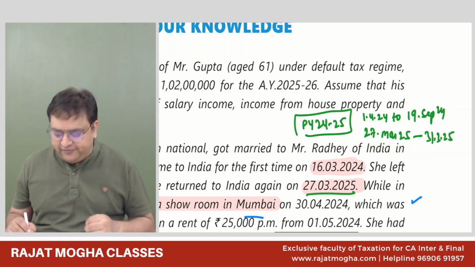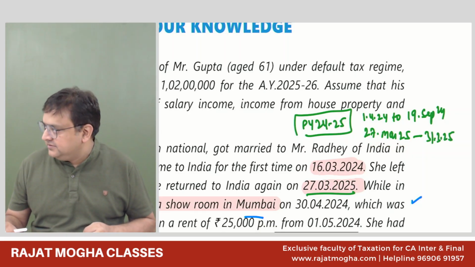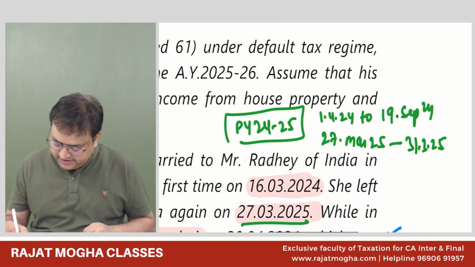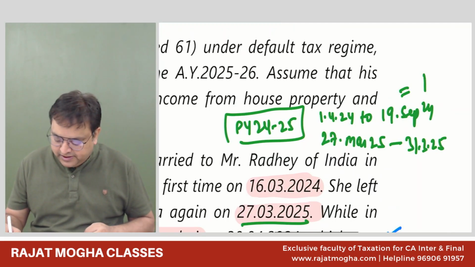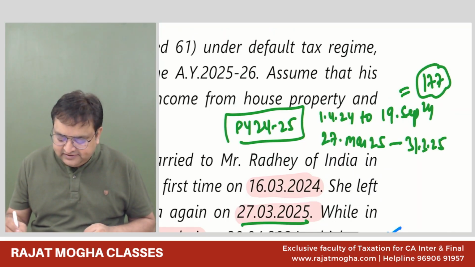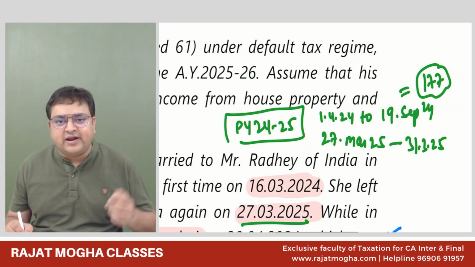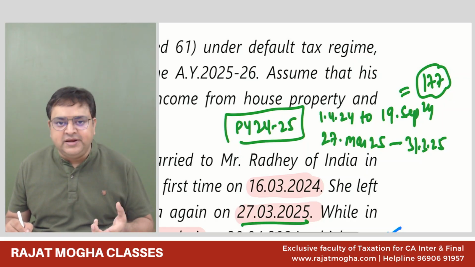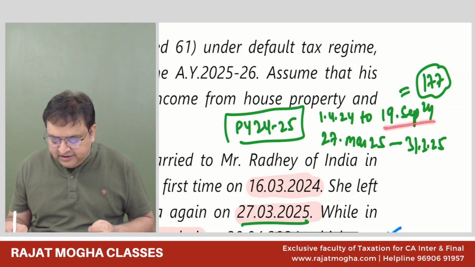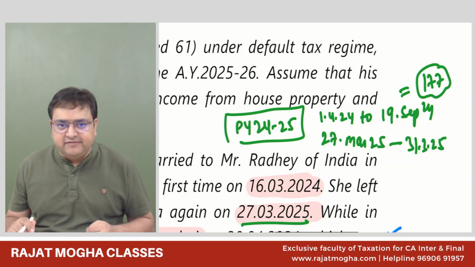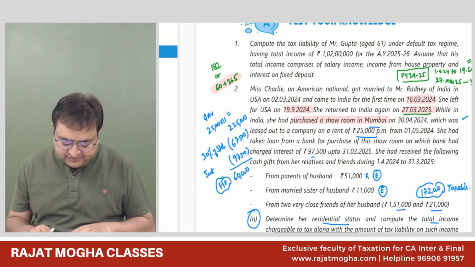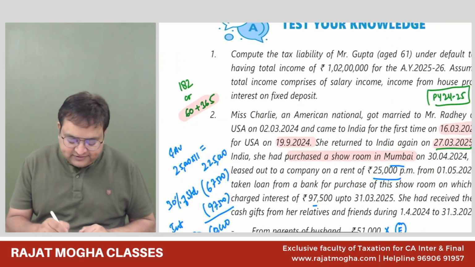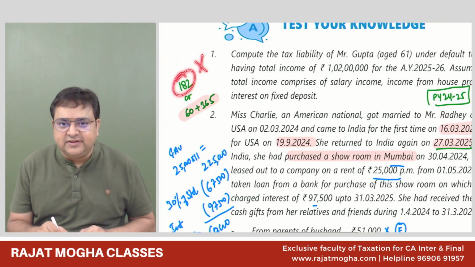So these are the number of days. Can you calculate how many days we have? 177 days. 177 days in total. Okay. So 177 days you can easily calculate, and you understand the date of arrival and the date of departure shall also be included. So we will include 19th September also, we'll include 27th March also. So you are getting 177 days. Okay, I'm not calculating. I think it's correct, 177 days. So she is not satisfying this condition.